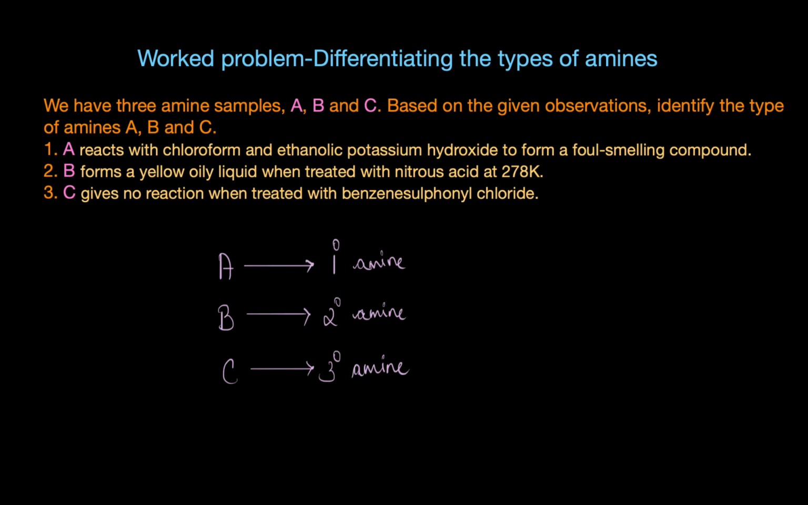From these observations we can conclude that A is a primary amine, most likely a primary aliphatic amine, B is a secondary amine forming a yellow oily liquid with nitrous acid, and C is a tertiary amine which does not give any reaction with benzene sulfonyl chloride or the Hinsberg reagent. Alright, let's look at the next question now.